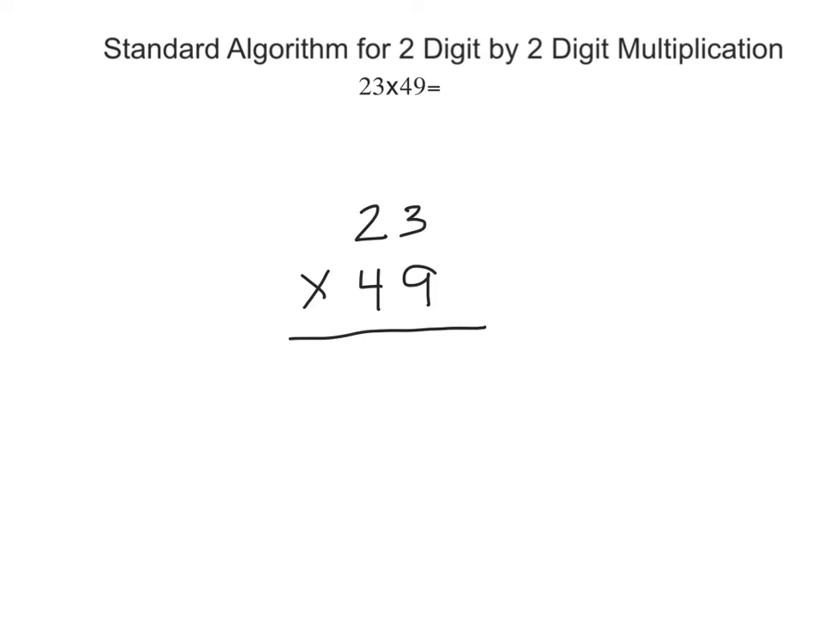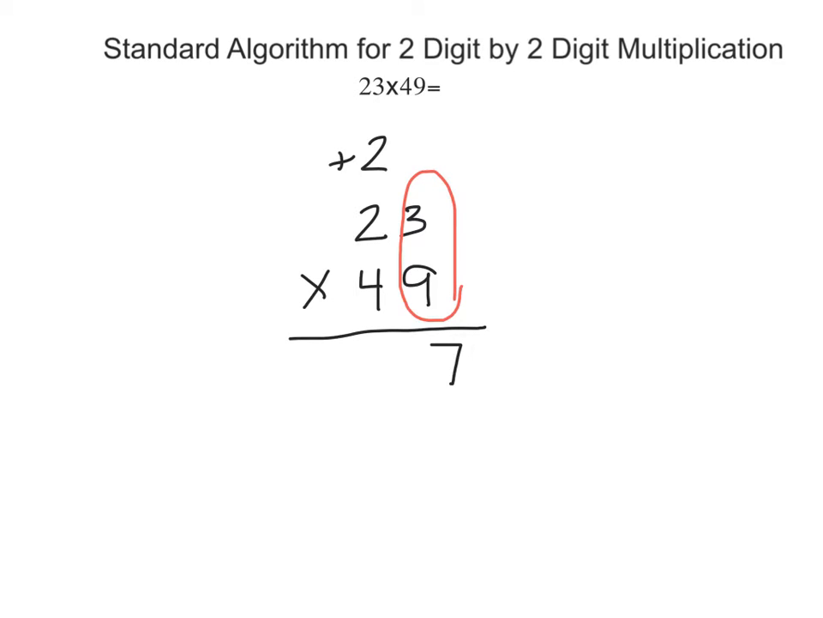And I'm going to start with my 9 ones. I need to solve 9 groups of 3 ones. The reason why I know it's 9 groups of is because multiplication means groups of. So 9 groups of 3 is 27. 27 is 7 ones and 2 tens. I'm going to place my 2 tens in the tens column with the other tens.